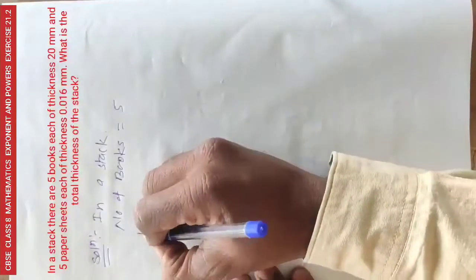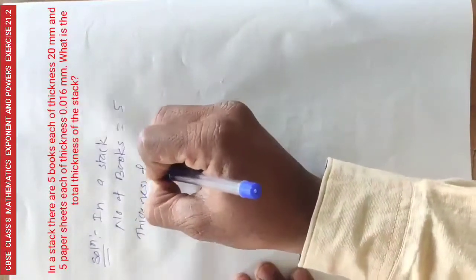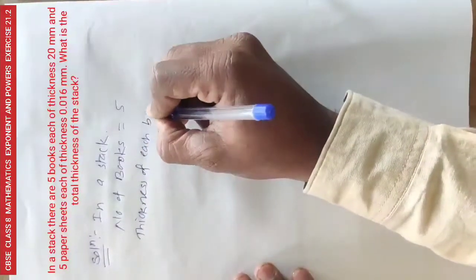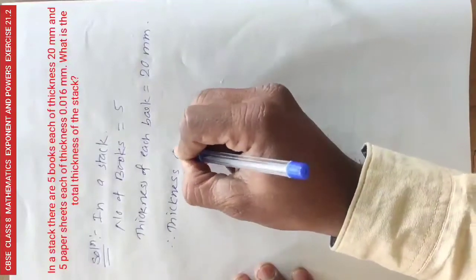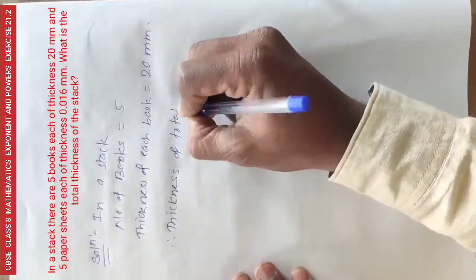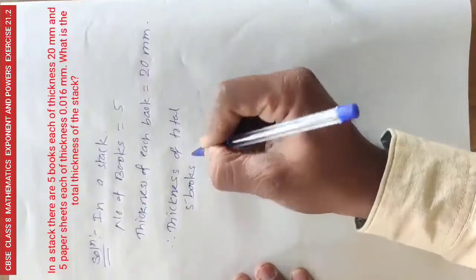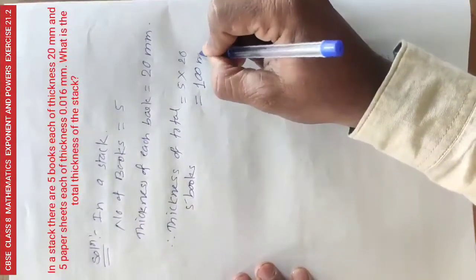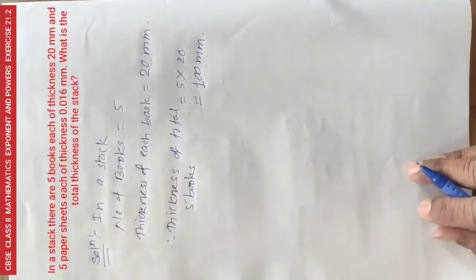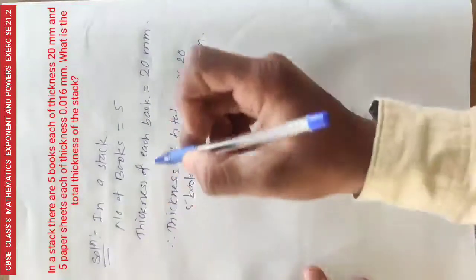And thickness of each book is equal to 20 mm. So thickness of total 5 books is equal to 5 into 20, so 100 mm, because number of books is 5 and thickness of each book is 20 mm.